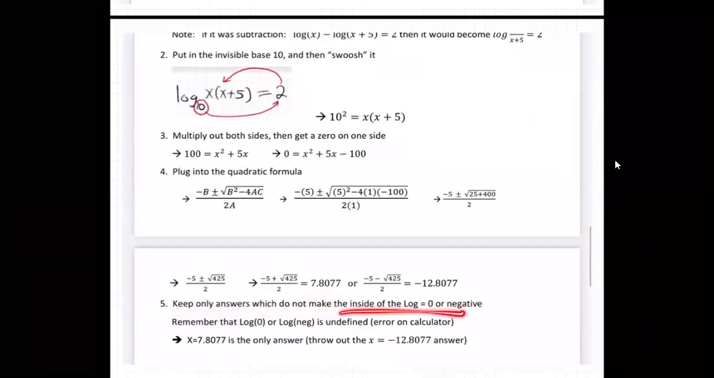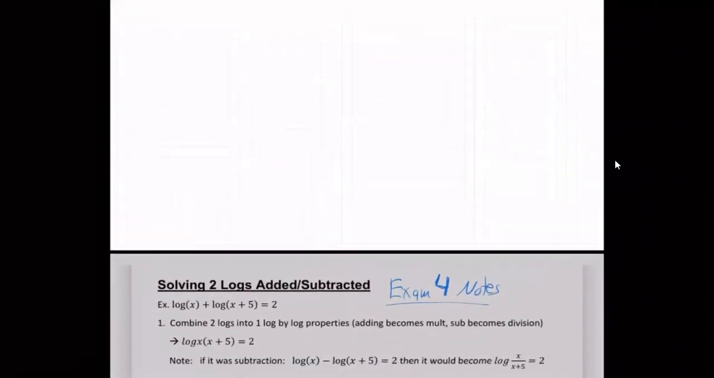The inside of the log 0. So the sentence did not say only keep positive answers, please, or don't keep answers that are negative or 0. No, that's not what it said. It didn't say keep only answers which are not 0 or negative. It said keep only answers which do not make the inside of it... Well, what do you mean make? Meaning if they're plugged in.